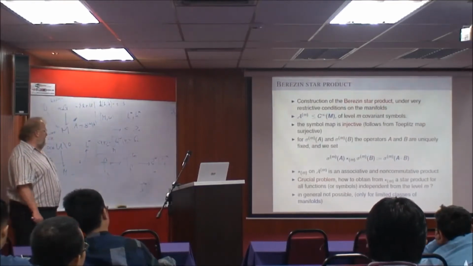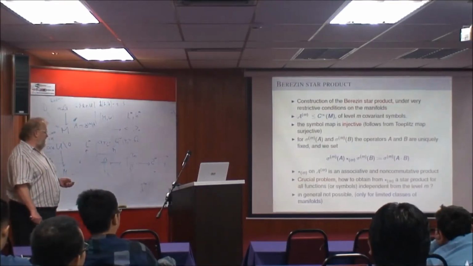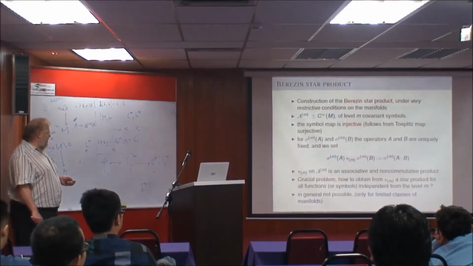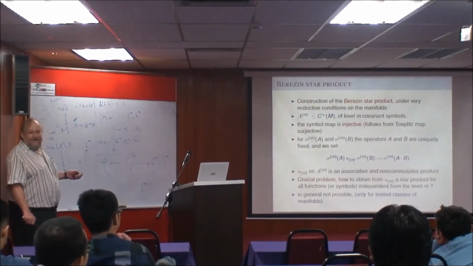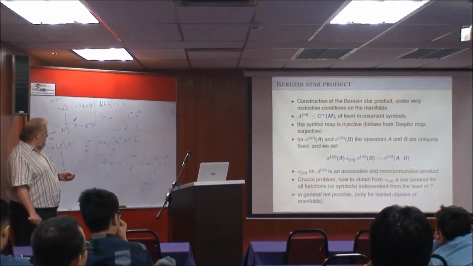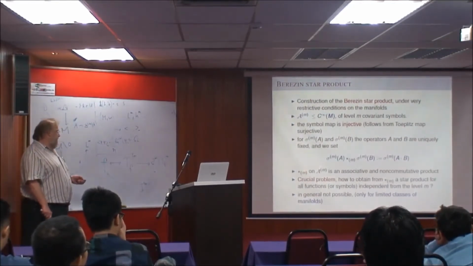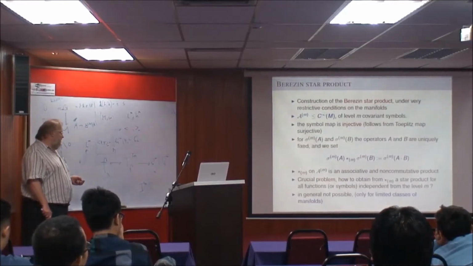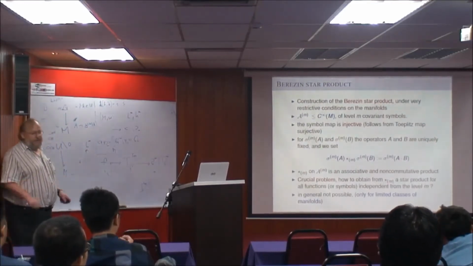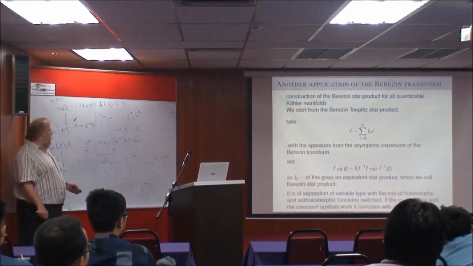This is now a product on the space of symbols. Okay, it's not a product of symbols, it's a product on the space of symbols. But from this definition, it turns out that this star M is associative, and of course it is not commutative.